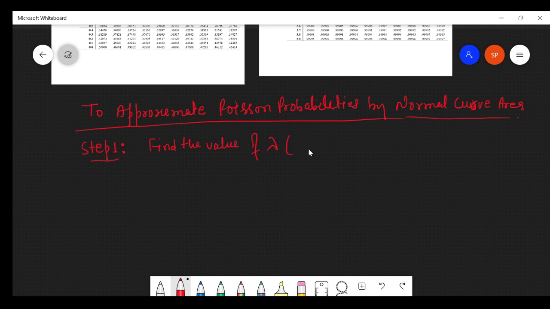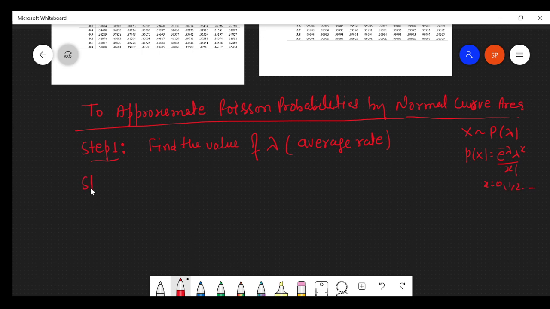Lambda means average rate. In a Poisson distribution, x follows the Poisson distribution, and lambda is the average rate, which we can also call the failure rate. The probability of x is equal to e to the power minus lambda, lambda to the power x, divided by factorial x, for x equal to 0, 1, 2, and so on.